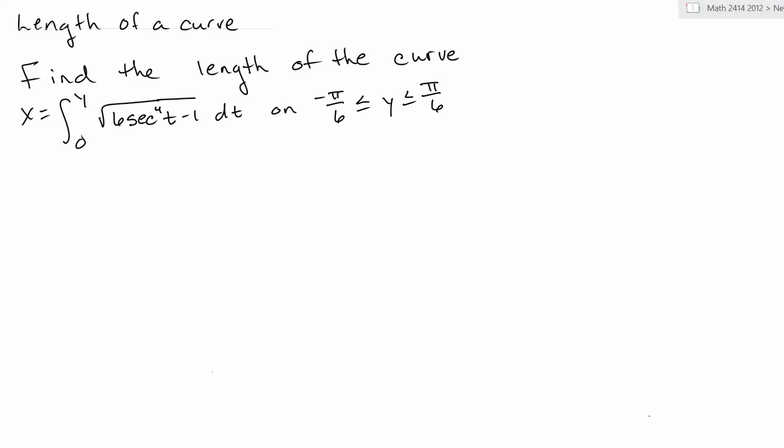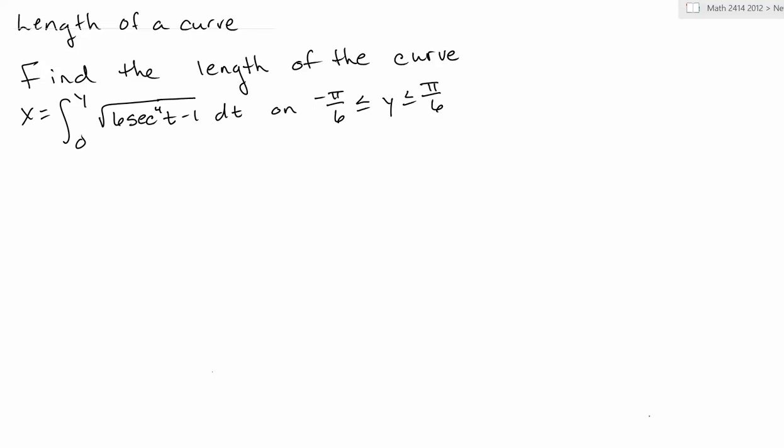So on this problem, you're asked to find the length of the curve x equals the integral from 0 to y of the square root of 6 secant to the fourth t minus 1 dt on this interval. That looks kind of scary, but it's exciting to think of an integral as an actual function that defines a curve. I think that's kind of neat.